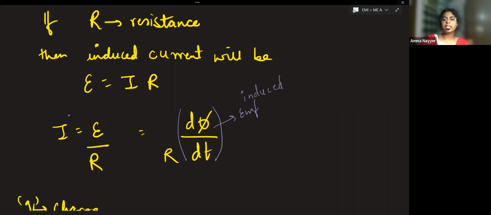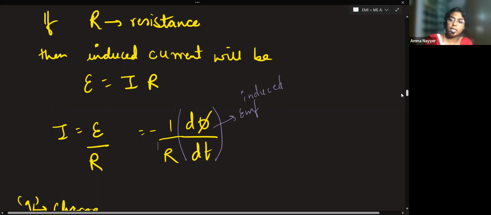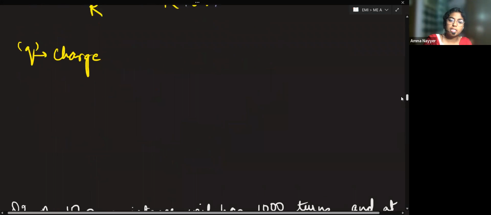So this will be minus 1 by R d phi over dt. What did we do? V divided by R, EMF divided by resistance. One last relation we'll see, then you can note it down and clarify all your doubts that you have.